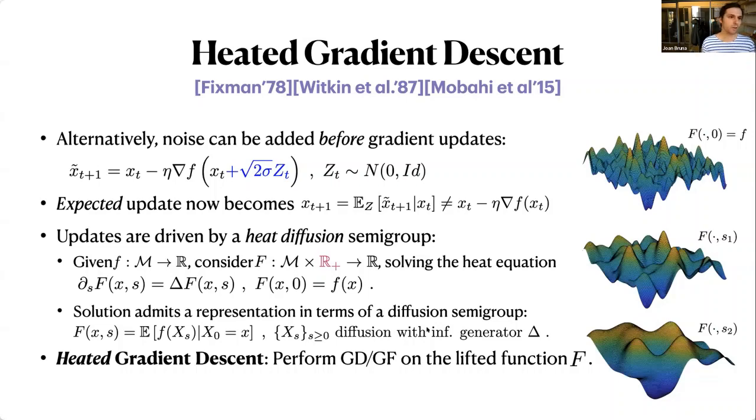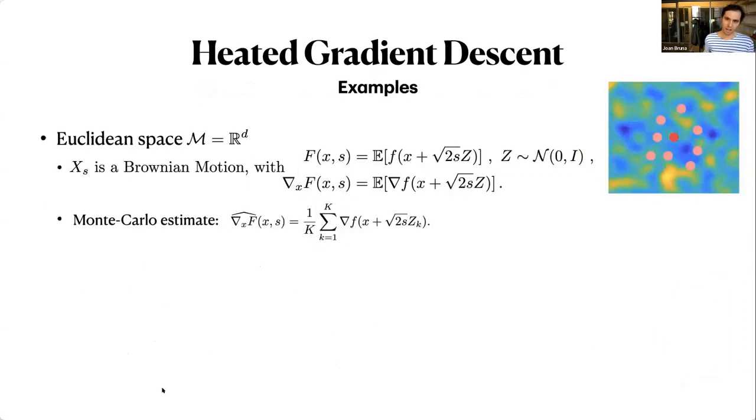So the question is, how does this help us? Does this bring us anything new to the table? Just to give an example of how this looks, and to convince you that it is something you can implement efficiently: in the case where the domain is just Euclidean space, this diffusion process is exactly a Brownian motion.